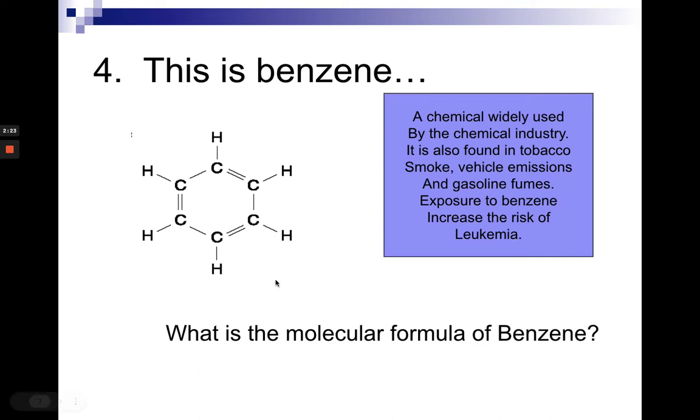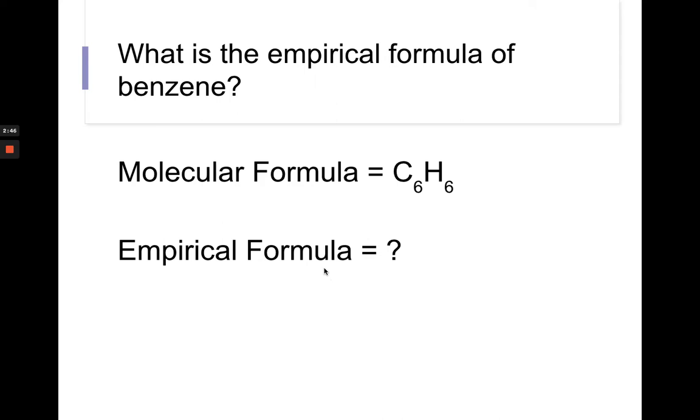If this is the molecule benzene, by looking at the molecule and counting, you should be able to figure out what the molecular formula of benzene is. And that's right, it's C6H6. There are 6 carbons in this thing called a benzene ring attached to these hydrogens. But can you also figure out the empirical formula of benzene? If the molecular formula is C6H6, what is the empirical formula? You're right, it would be CH.